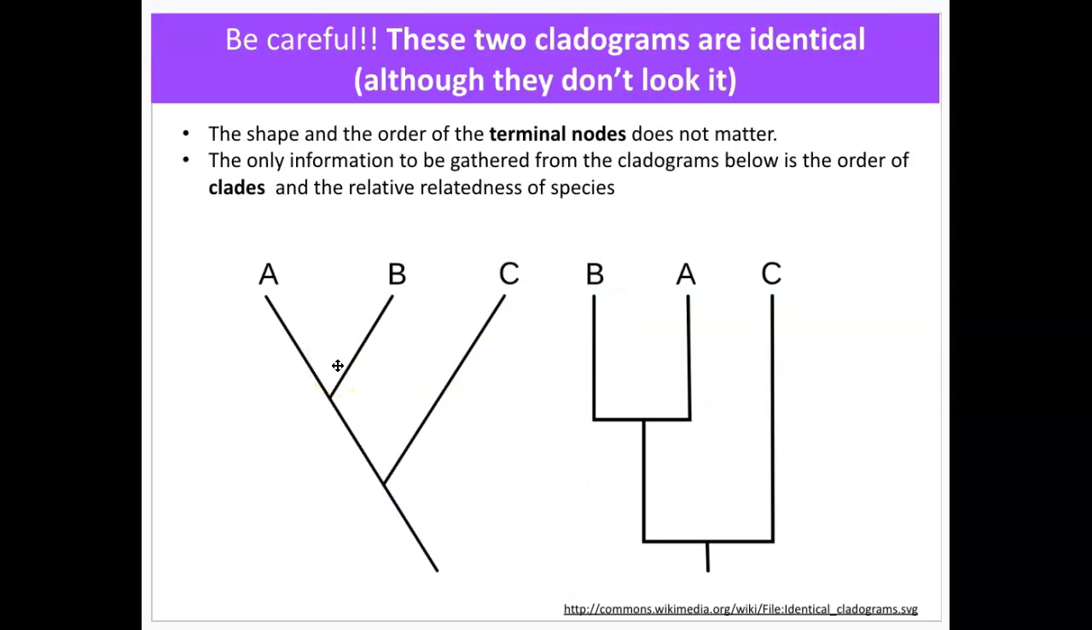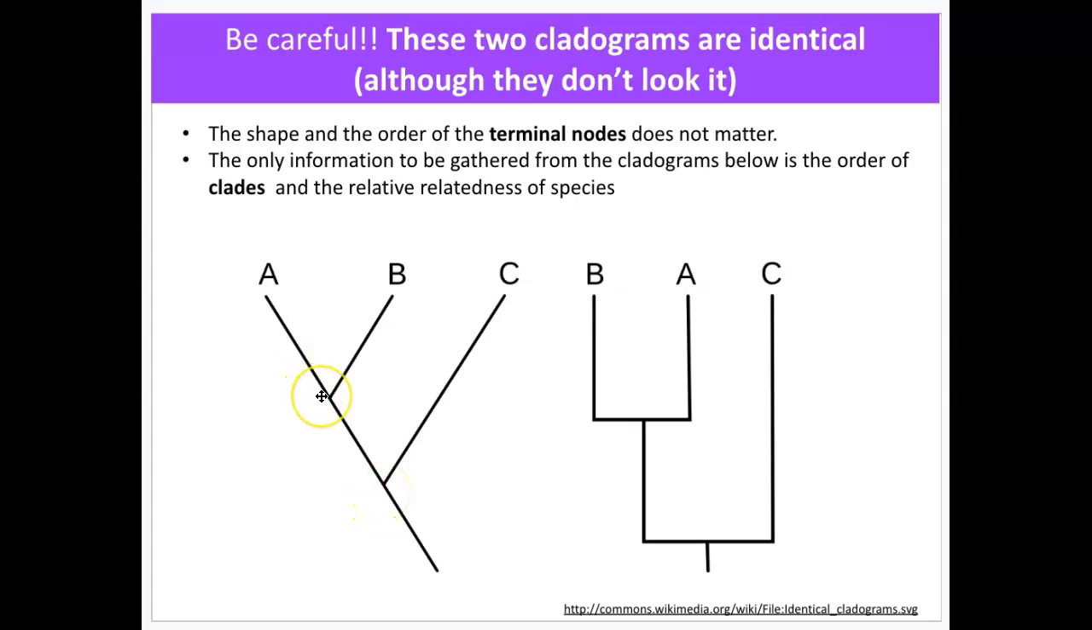You do need to be careful because you can draw cladograms in 2 different shapes. Here's shape 1 and here's shape 2, but they are showing the same information. The order of these nodes up here, which are called the terminal nodes, so the order of the organisms at the ends of the cladograms, do not matter. They can be in any order. It's these nodes that show the common ancestor that matter the order.